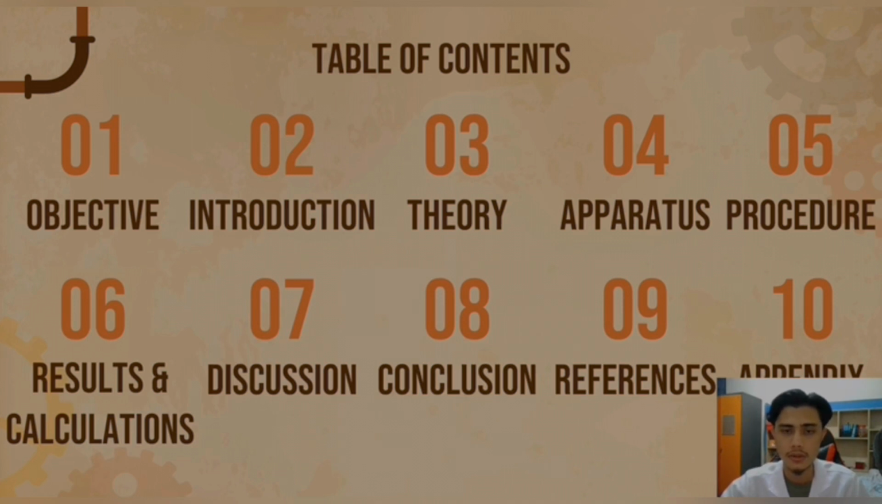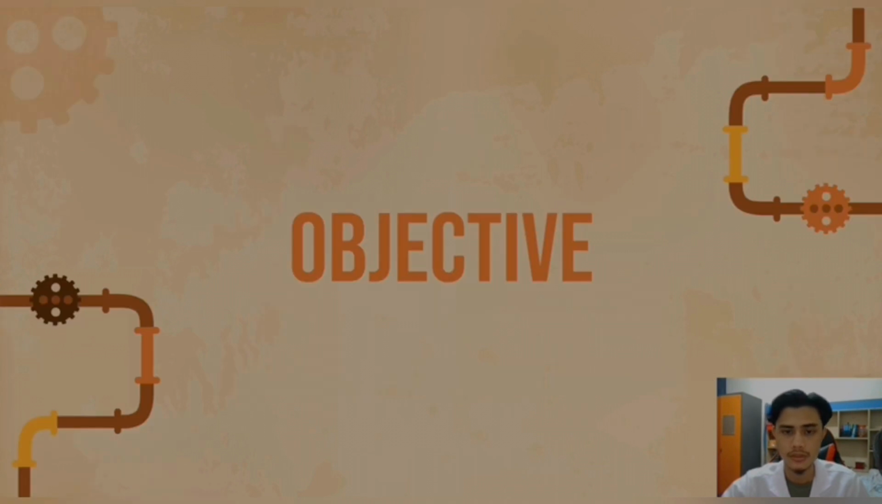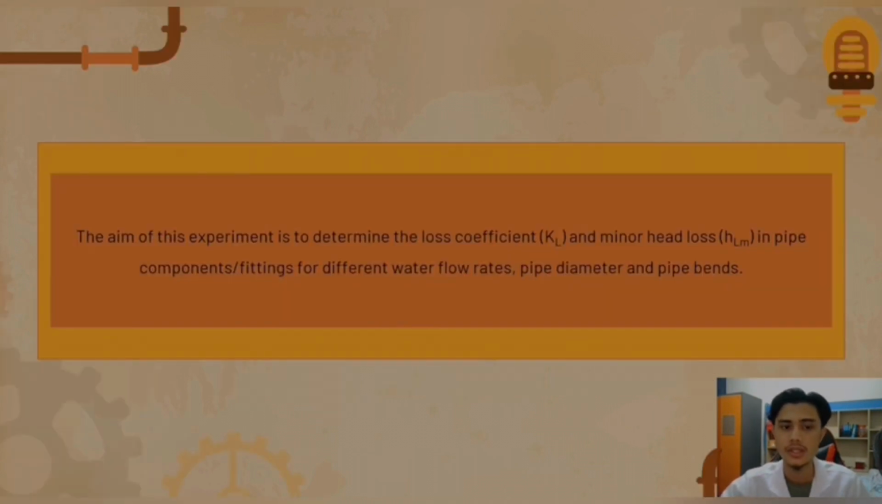We will proceed to the first part, which is the objective. The objective of this experiment is to determine the loss coefficient KL and minor head loss HLM in pipe components and fittings for different water flow rates, pipe diameters, and pipe bends.